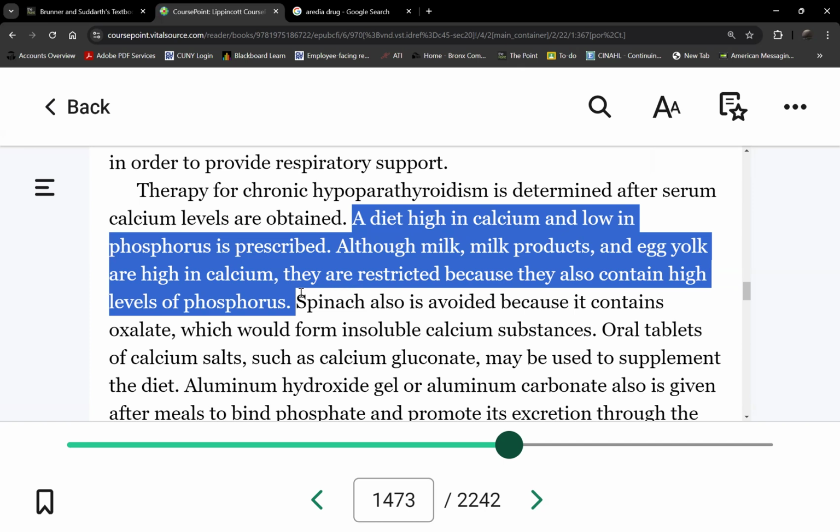It doesn't mean the patient can't have them. Yes, they'll eat them, but at lower amounts. Because when you add phosphorus, that phosphorus and calcium can't be in the same place at the same time. So one has to go. If you give high phosphorus, then you lose calcium, and vice versa.